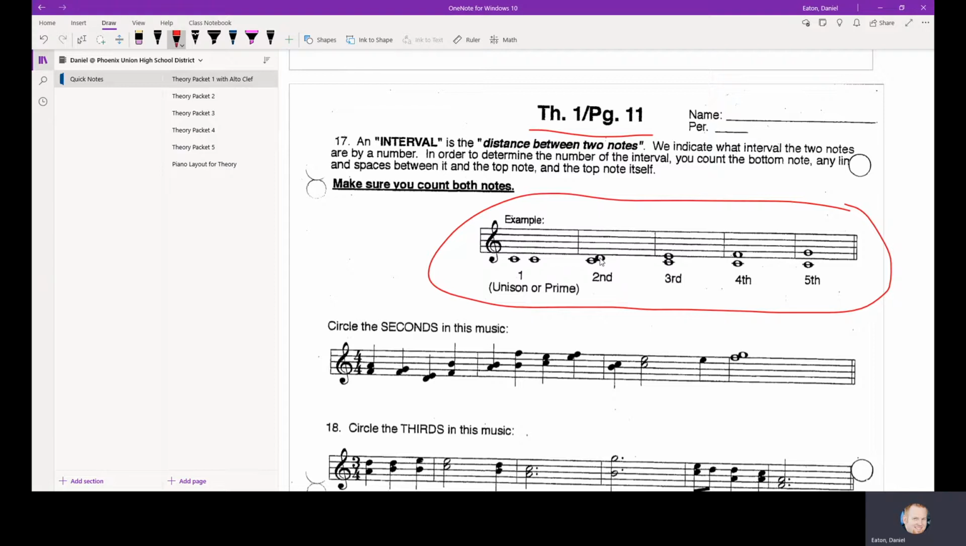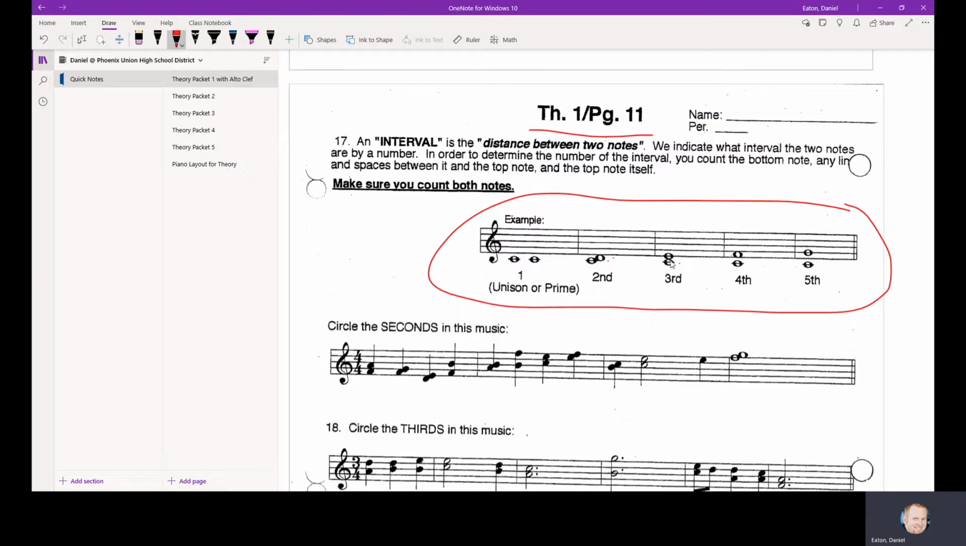This is a C. This is a D. Alphabetically, it is the next letter in the alphabet, right? And in order to count intervals, you count the first one, so you can hopefully see my little red dot right there. That's my C dot. There's my D dot. How many dots are there? There's 2. It is called a second. Let's do the next one. Bottom note's a C again.